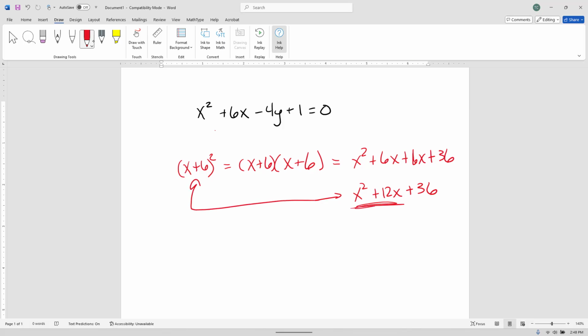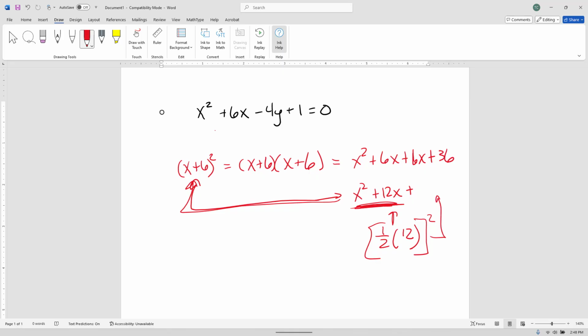Now that's a trinomial square, a binomial square. This is where we're going to start, and this is where we're going to go. So when I start here and I don't have that 36, how do I get it? Well, it's half of this number, and then you square that product. And that's how you're going to get the number on the end.